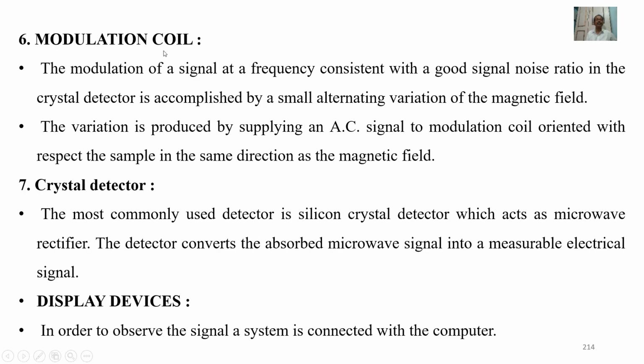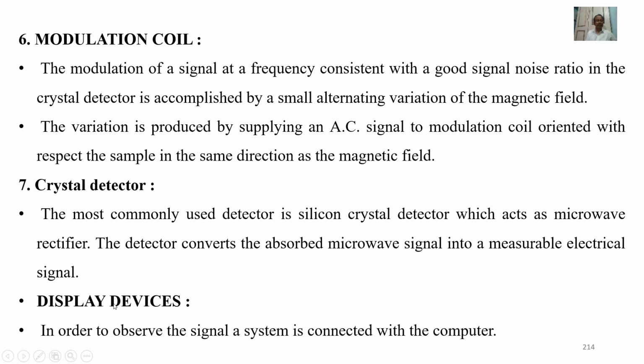Modulation coil. The modulation of a signal at a frequency consistent with a good signal-to-noise ratio in the crystal detector is accomplished by a small alternating variation of the magnetic field. The variation is produced by supplying an AC signal to the modulation coil, oriented with respect to the sample in the same direction as the magnetic field. Crystal detector. The most commonly used detector is the silicon crystal detector, which acts as a microwave rectifier. The detector converts the absorbed microwave signal into a measurable electrical signal.